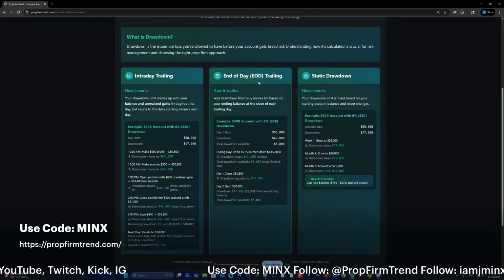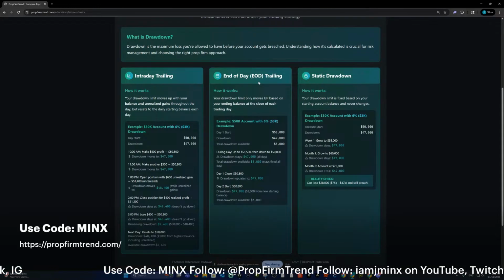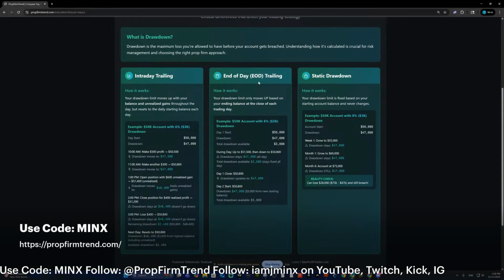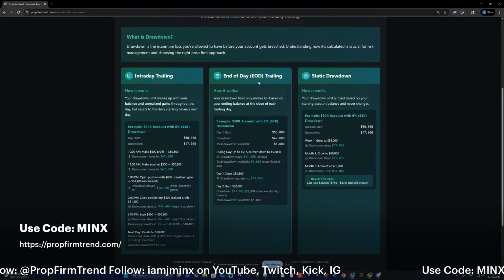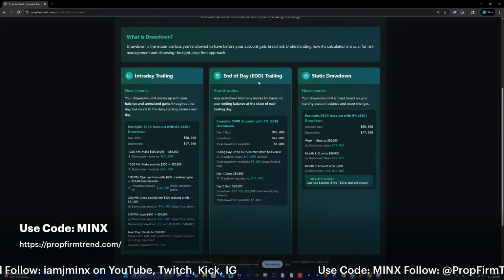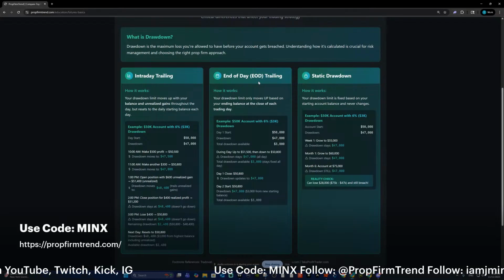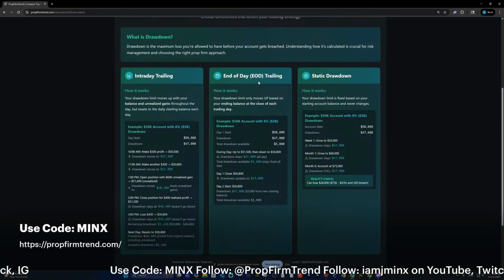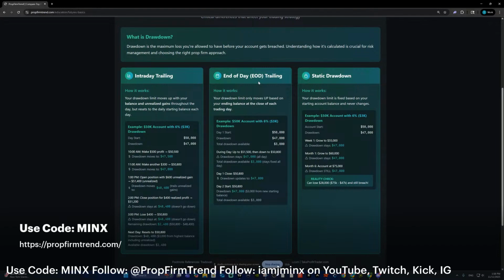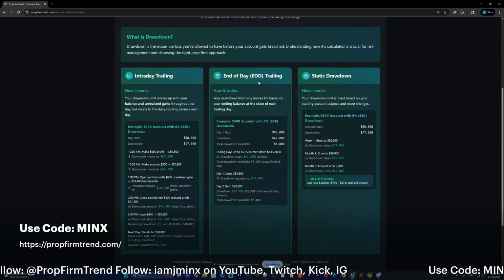Month one, you grow to 60,000. Your drawdown stays at 47,000. Month six, your account is at 75,000. Your drawdown is still 47,000. However, a reality check, you can lose $28,000. If you lose that, you can still breach the account.